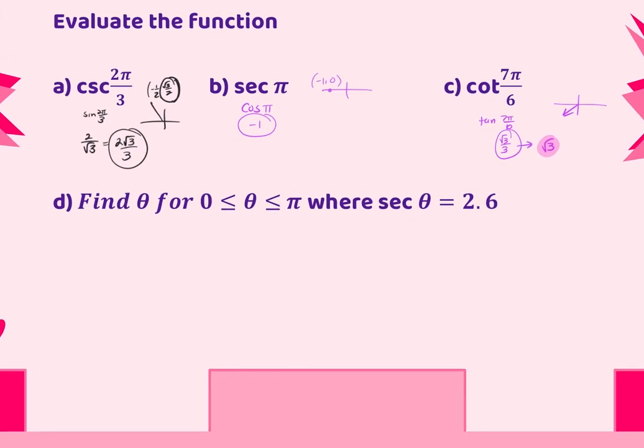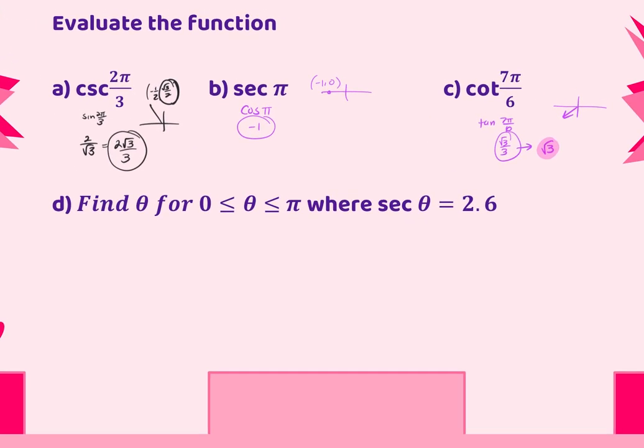Okay, then D says find theta for 0 less than or equal to theta, less than or equal to pi, where secant of theta is 2.6. So I'm looking for an angle here, right? When we look for an angle, we use our inverse buttons. So I'm going to do cosine negative 1 of the reciprocal, so cosine negative 1 of 1 over 2.6. You're going to make sure your calculator's in radians because it should always be in radians.